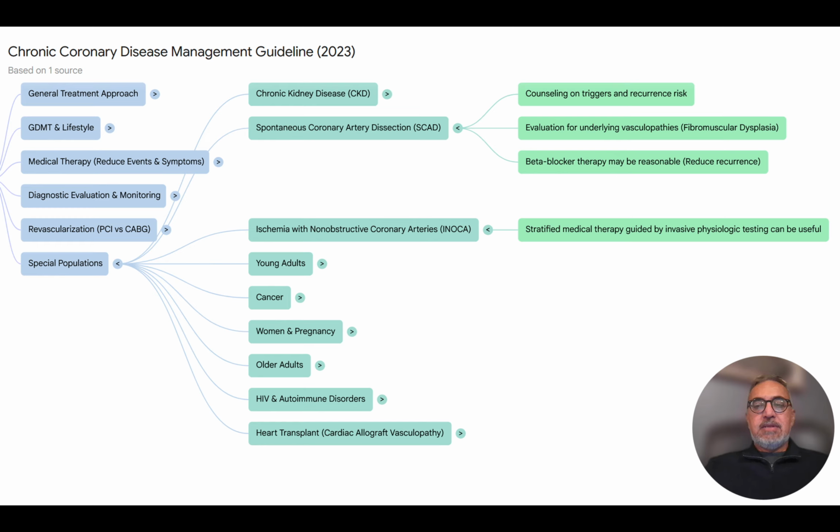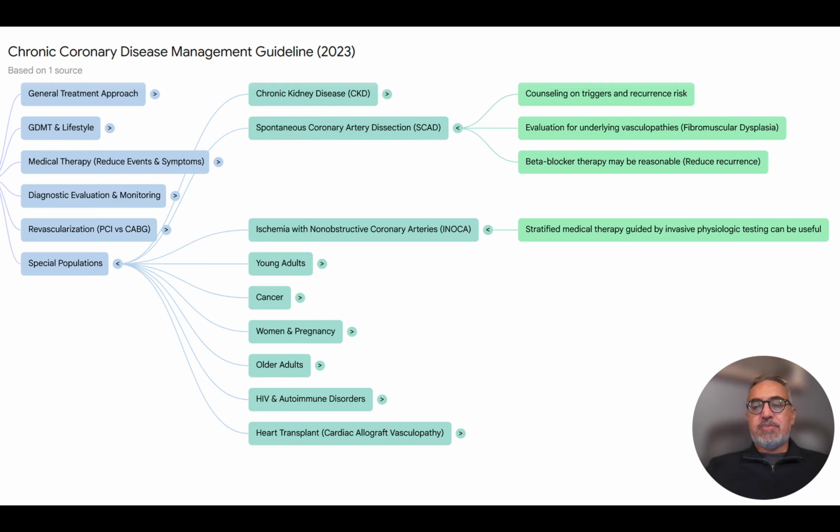Patients with spontaneous coronary artery dissection are often young women. There can be triggers that cause this, such as delivery and during pregnancy. They should be evaluated for underlying vasculopathy, such as fibromuscular dysplasia. Beta blocker therapy may be reasonable. Doing stents in these people is tricky, if not impossible, given the extent of the dissections.